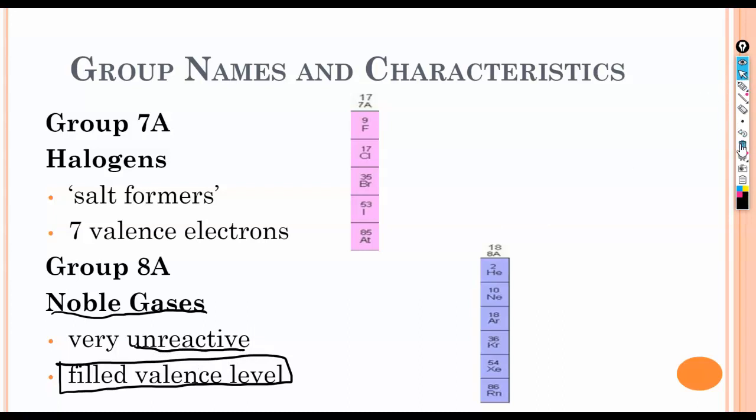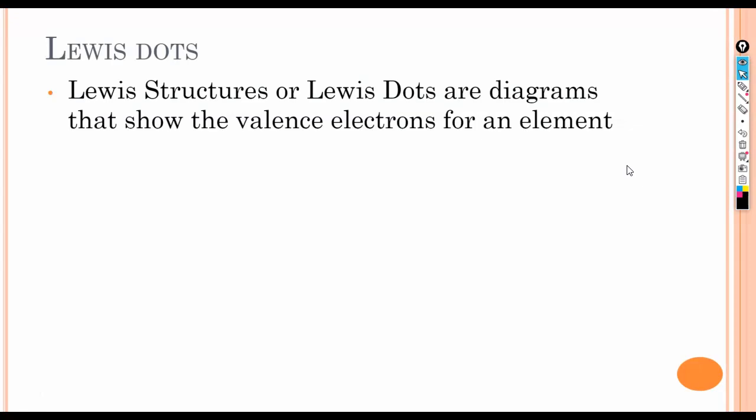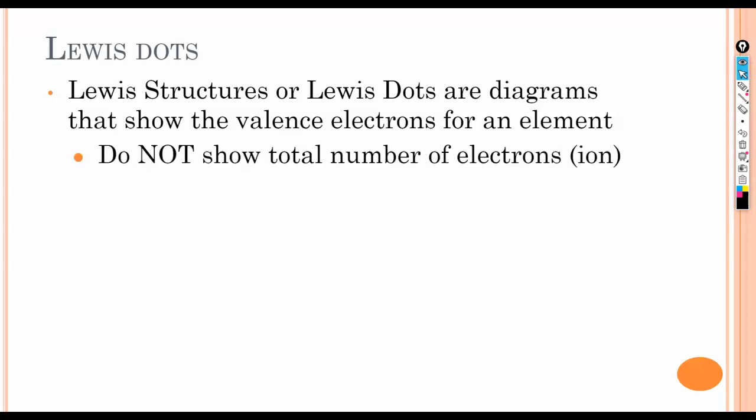Okay, so pause it there and make sure you have that in your notes. And the very last thing we're going to talk about in this video is how to draw what's called Lewis dot structures, or Lewis structures. Basically, this is just a diagram that shows the valence electrons for an element. It does not show the total number of electrons.